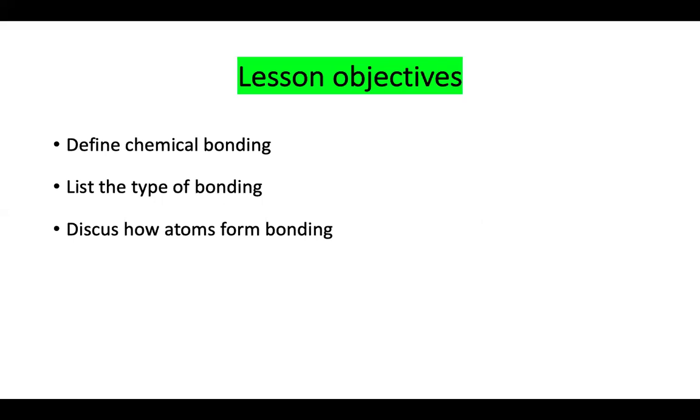depending on the time that we're going to have, but presumptively, at the end of this lesson, students who watch this video should be able to define chemical bonding, and explain why atoms form bonding. Students should also be able to list the types of bonding that are present: if atoms form bonding, in how many categories can we put them? And thereafter, discuss how these atoms form bonding.